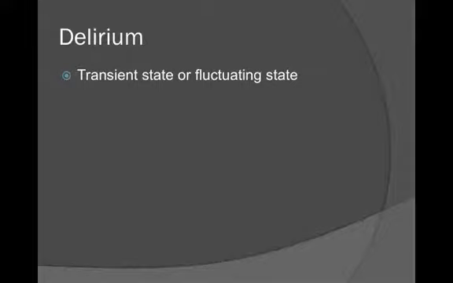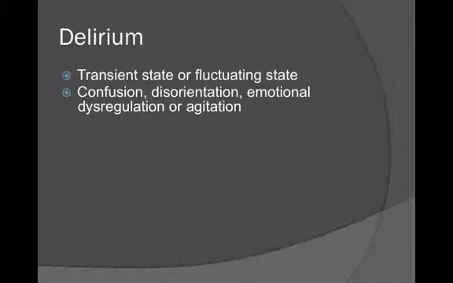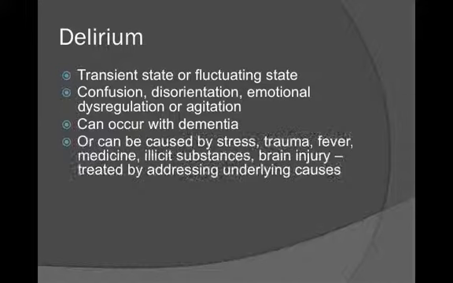Now a closer examination of delirium, which is also a neurocognitive state. It's a transient state or a fluctuating state. People may go in and out of this delirious condition. It's characterized, as we said earlier, by confusion, disorientation, emotional dysregulation. In other words, the person seems to not be able to control their emotions, or agitation. It can occur in people who are demented, but it's not the only time that delirium occurs. It can also be caused by stress, trauma, fever, medicines or drugs, illicit substances, brain injury, and it's treated normally by addressing the underlying causes.